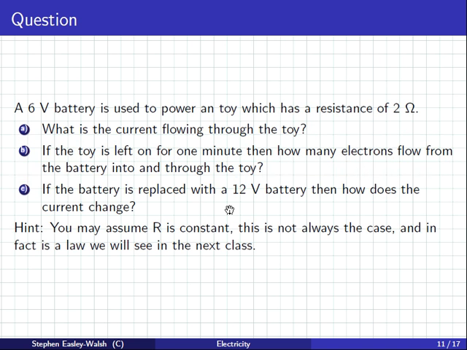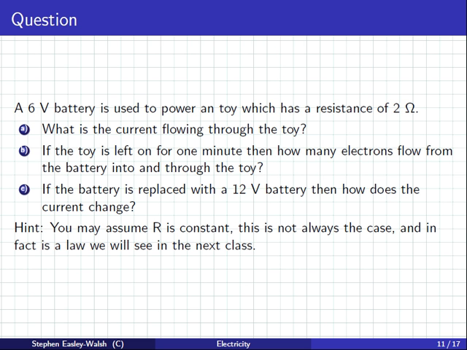Now, a 6-volt battery is used to power a toy which has resistance of 2 ohms. What is the current flowing through the toy? Okay, so let's do this one together. What's the formula for current? V over R. So in this case, what is it? 3. Fair enough? Okay, next part.